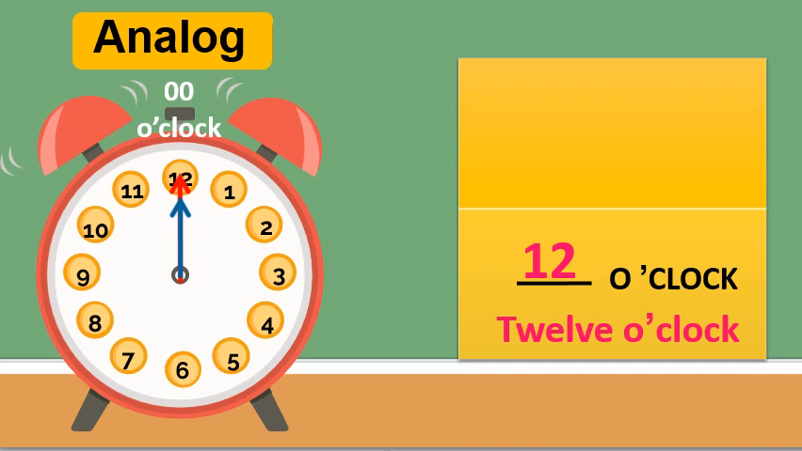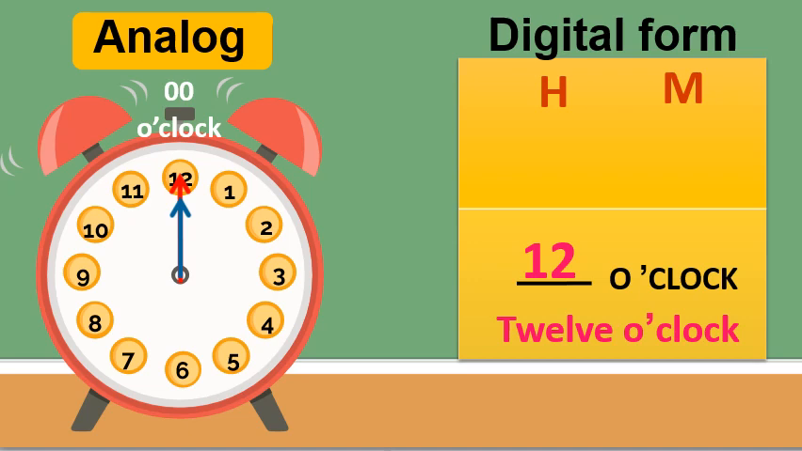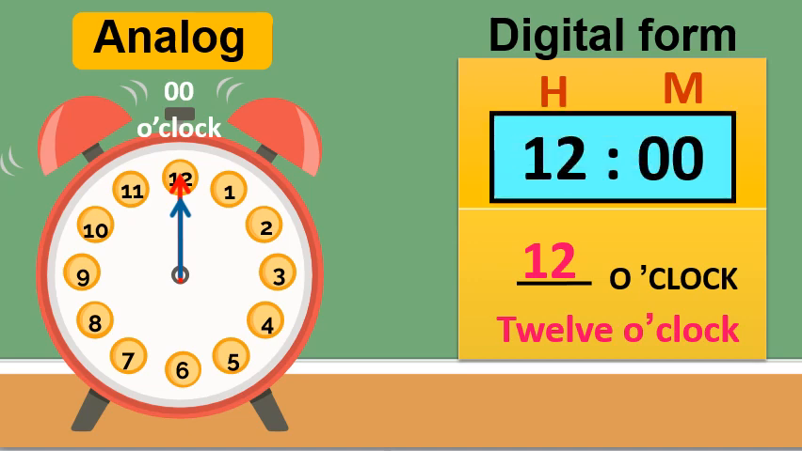Then we have here the digital form. Digital form contains hours and minutes. In hours, we write the short hand first. So here, the short hand, in blue color, points to 12. So it means 12 at hours. In minutes here, we write the long hand. The long hand, in red color, points to 12. It means 0, 0. So in digital form, I say 12, 0, 0.